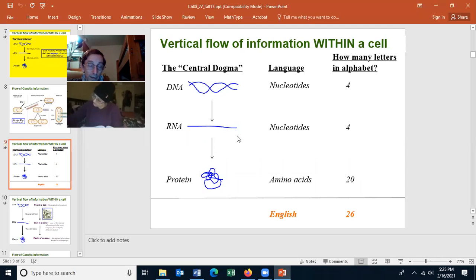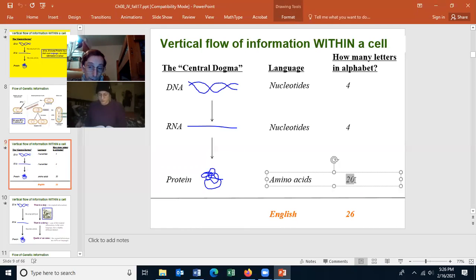Now, when the information is translated from the RNA to the protein in translation, the information is now encoded in the amino acids, and there's 20 different letters in this alphabet of amino acids. And this is true for humans and most organisms.